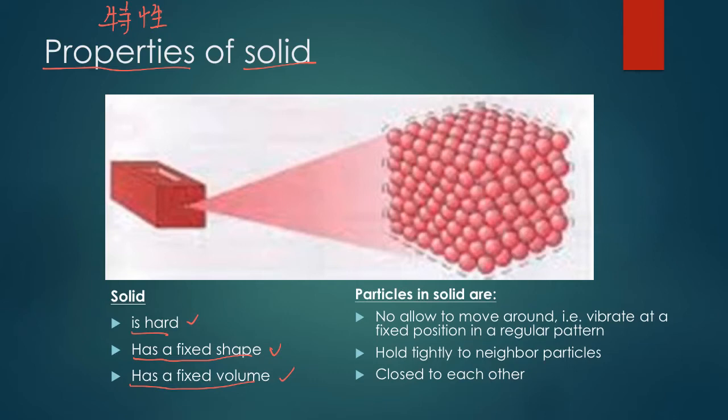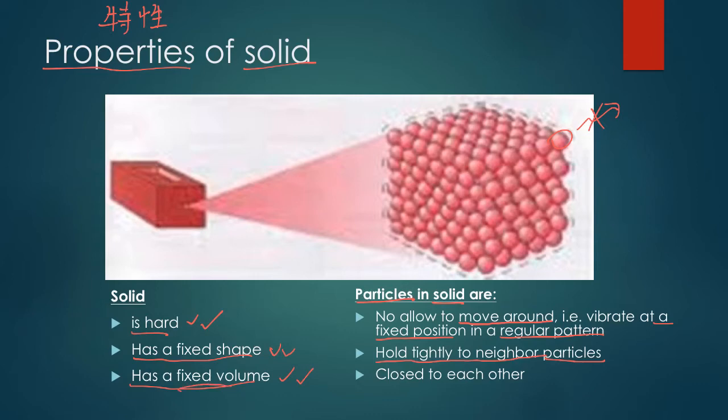Why is it hard? First of all, the particles in the solid are not allowed to move around. They have fixed positions, in a regular pattern. That's why they are not allowed to move, and that's why it is very hard. So why do they have a fixed shape? It means they cannot move around, because they are held tightly to their neighbor particles.